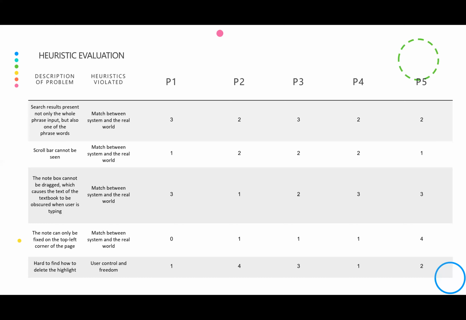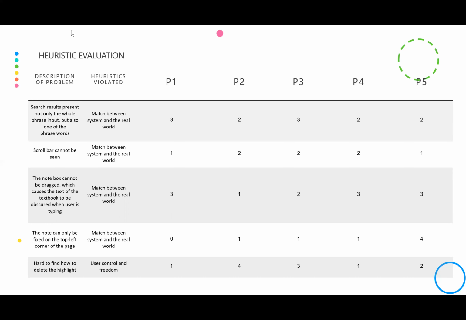Thanks, Jinchen. My name is Michael, and this part is the heuristic evaluation. We listed 22 problems, combined with the heuristic violations we found in the textbook system, and we each gave our own assessment of severity for each problem. The higher the rating the problem gets, the more serious it is. For example, we found search results present not only the whole phrase input, but also individual words of the phrase. When we search for a phrase like UX goals, the result also presents other goals, which may affect our jobs. So we give it a median rating.